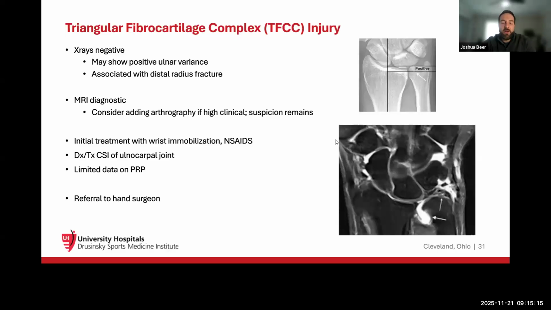The initial treatment is going to be pretty straightforward: immobilization and NSAIDs. A steroid injection into the ulnar carpal joint can be beneficial. There's not much data on the use of PRP. I have seen it done when I was in fellowship, but I've never personally done it myself since then, and I couldn't find much data to support its use. If it's recalcitrant to these above measures, refer to a hand surgeon. They almost treat it like a meniscal tear. It has a meniscus homolog, but they'll do an arthroscopy to address it.